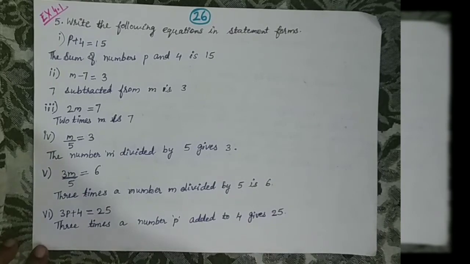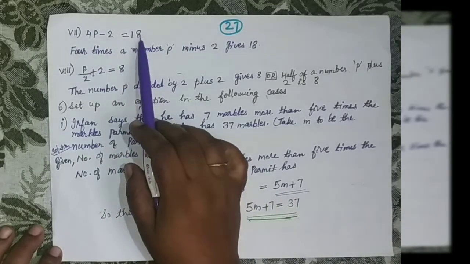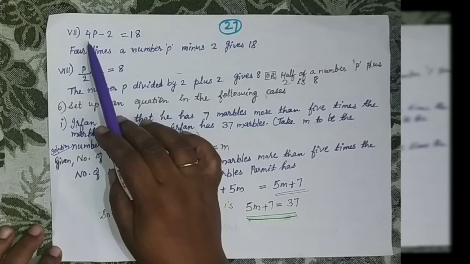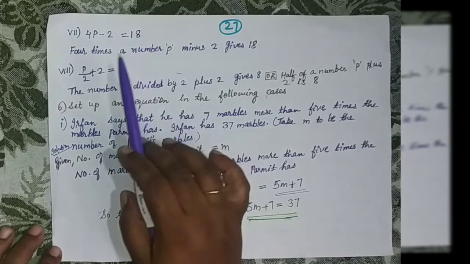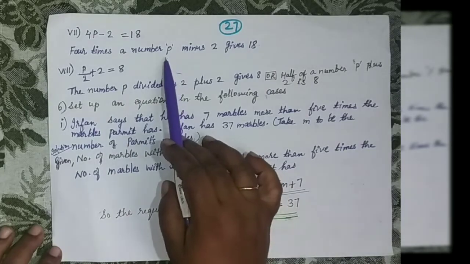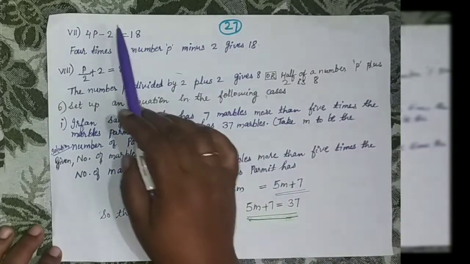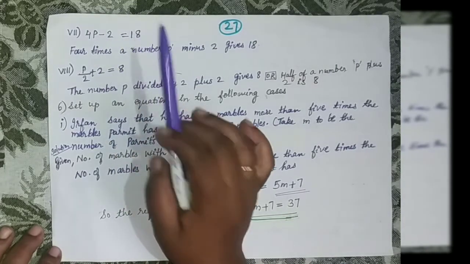Okay. The seventh one, 4p minus 2 is equal to 18. What is meant by 4p? 4 into p. Or you can say 4 times p. From that what is subtracted? 2. Then what you are getting? 18. So you can write 4 times a number p minus 2 gives 18. Or you can say 2 subtracted from 4 times a number p is 18.